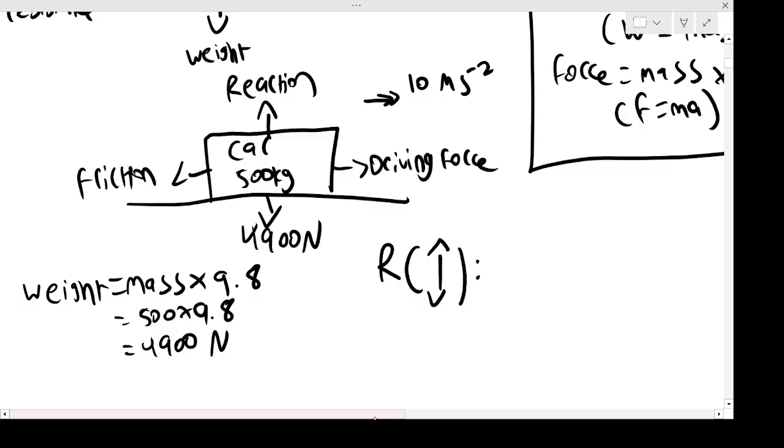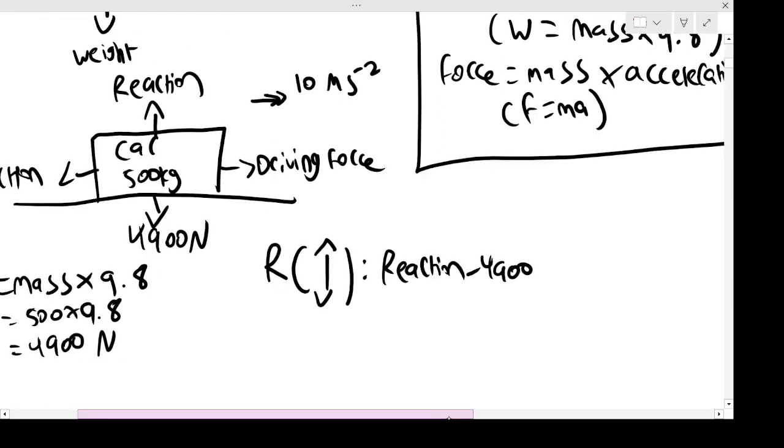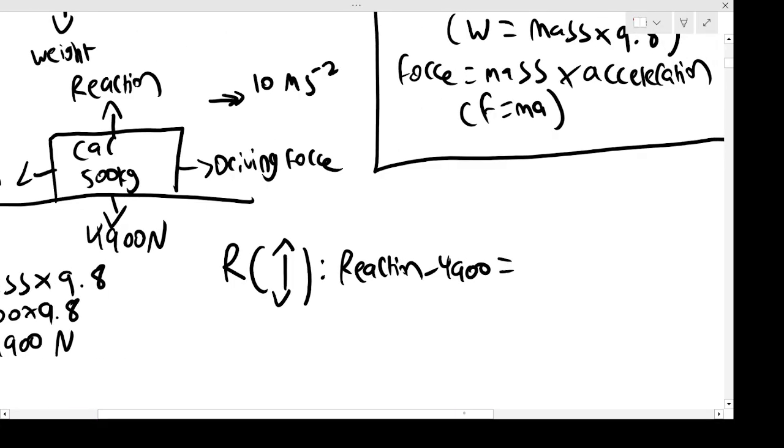Okay. So I'm going to look at my upwards and downwards force. Right. Well, firstly, upwards is the reaction. Take away the downwards force, so the opposite force, which is 4,900. As we just worked out, that's the weight. That's going to equal mass times acceleration.